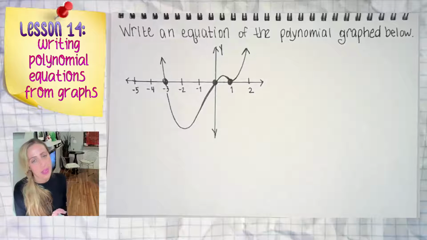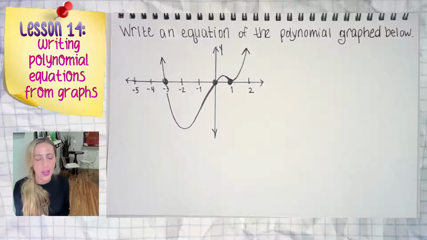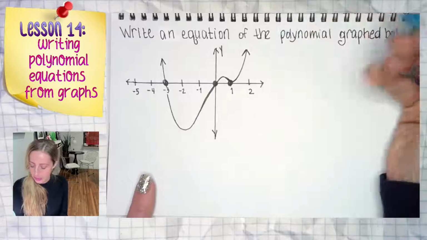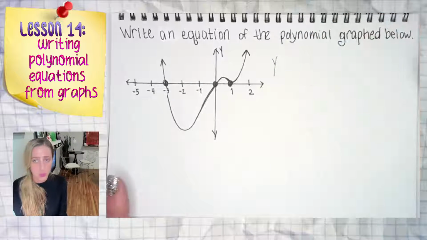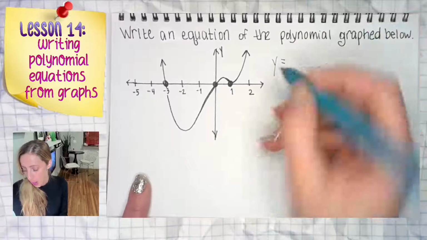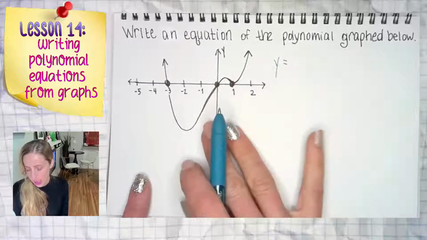Here we go. We have a beautiful graph on our paper, and our job is to write the equation of the polynomial from its picture. So where do we begin? Well, we want to name our polynomial. Maybe we call it y, f of x, whatever. Y equals.